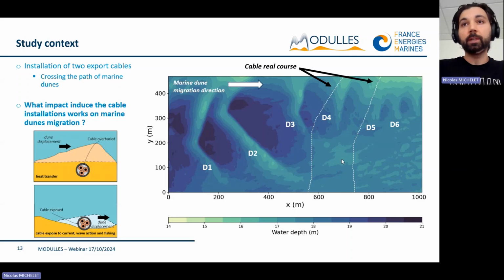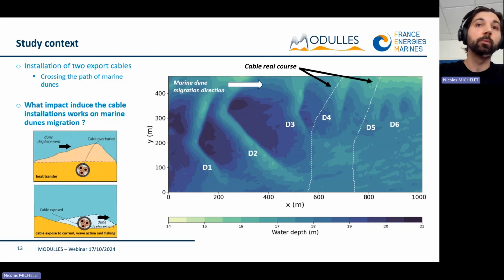So to install these cables, the most common way is to bury them inside the sediment to protect them from the marine environment. In our case, these cables should be buried under the moving sediment part of the seabed, as you can see here on this picture on the left. So the cable is buried under the marine dunes, so the dunes will pass over it without exposing them. That could lead to failure. So we want to avoid this case.